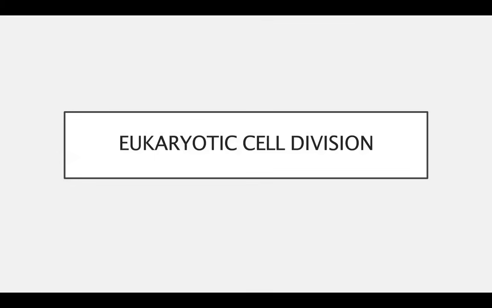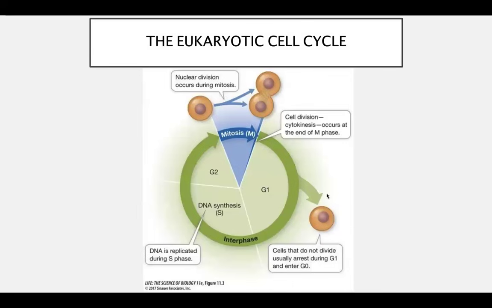Now we're going to talk about eukaryotic cell division. Before we get into mitosis, we have to go through what's known as interphase, because most cells actually spend the majority of their time in interphase. Mitosis is only a small portion of it. Here, they only show three parts of interphase, but there's actually four. There's something known as G0.